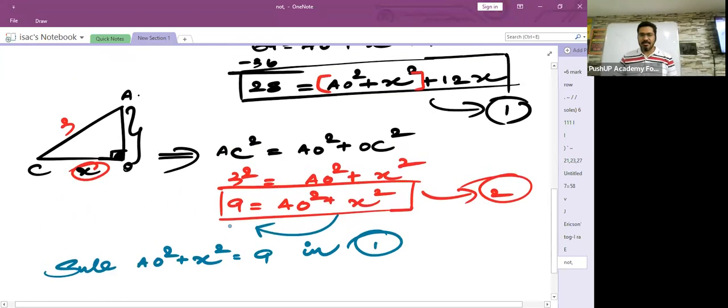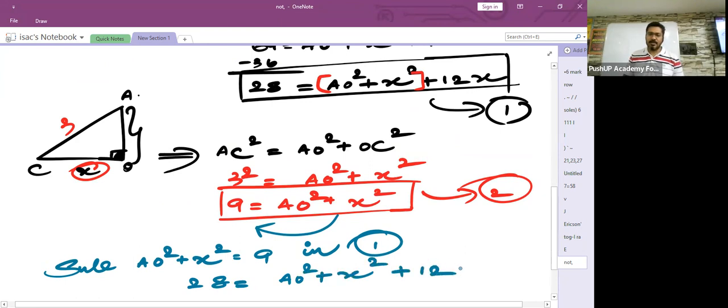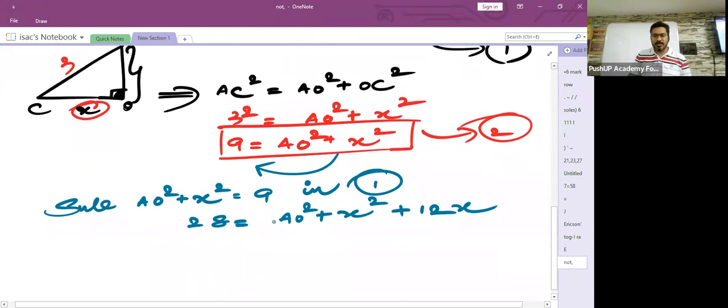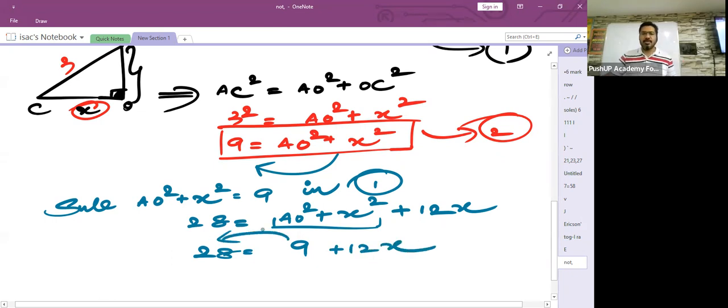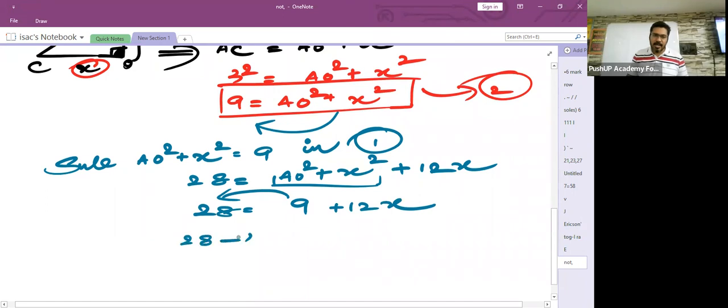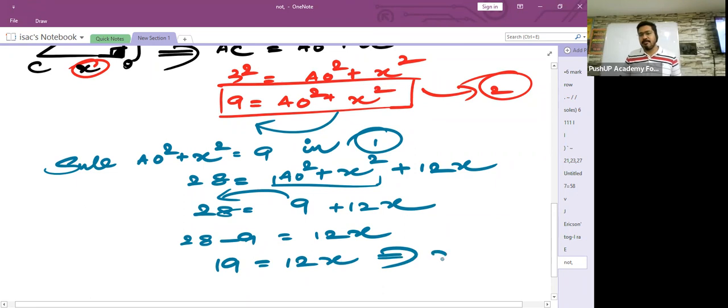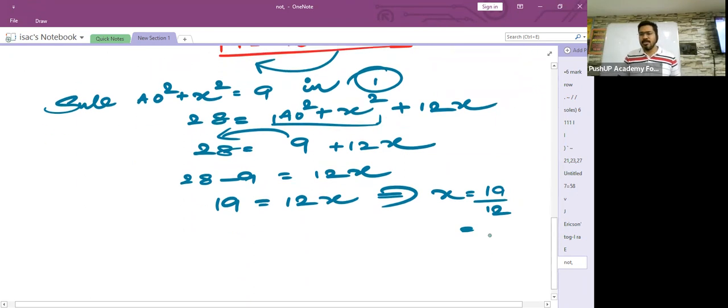So children, equation number 1 was 28 is equal to AO square plus X square plus 12X. Now, what is the value of AO square plus X square? It is 9. So I'll be replacing it with 9 over here: 9 plus 12X. Now, let me bring this 9 from the right to the left hand side. It becomes 28 minus 9, which is equal to 12X. 28 minus 9 is 19, which is equal to 12X. Therefore, X is equal to 19 divided by 12, and that is equal to how much?